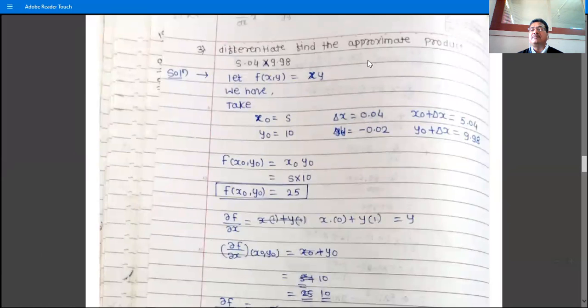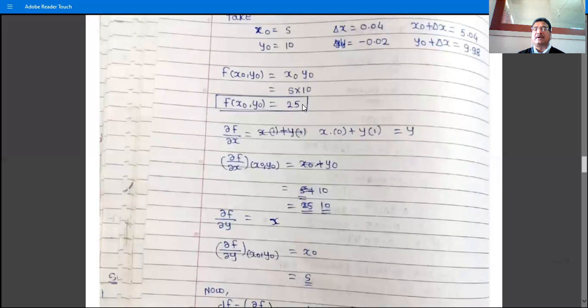Differentiate, find the approximate value by using differentials. What is the value? 5.04 into 9.98. So their multiplication. So f of x, y is x into y, and then take x naught, y naught. Take x naught, the nearest integer to 5.04 is 5. Then delta x is 0.04 because their addition is 5.04. Then y naught is the nearest integer to 9.98, which is 10, and obviously delta y is minus 0.02. If you add y naught and delta y, then it is 9.98. And then the value of the function at x naught, y naught is 25.